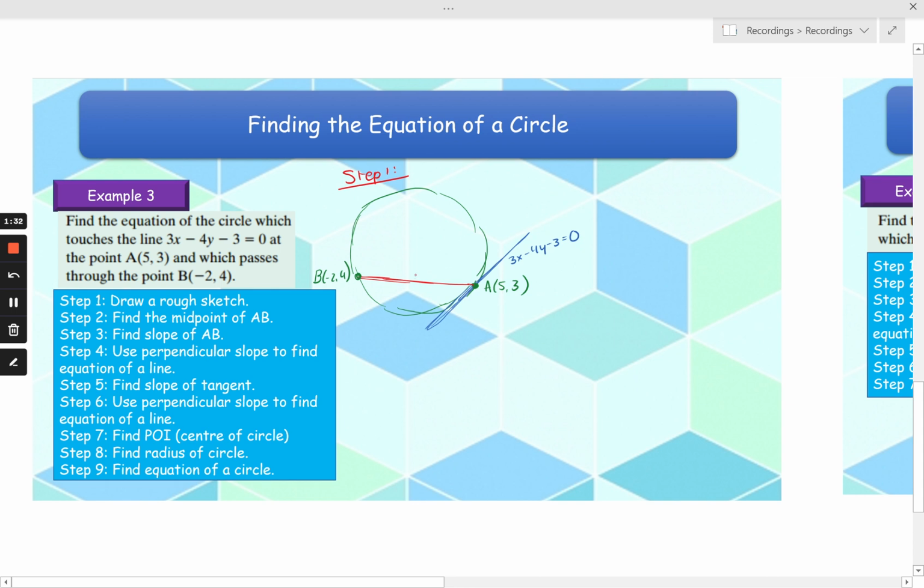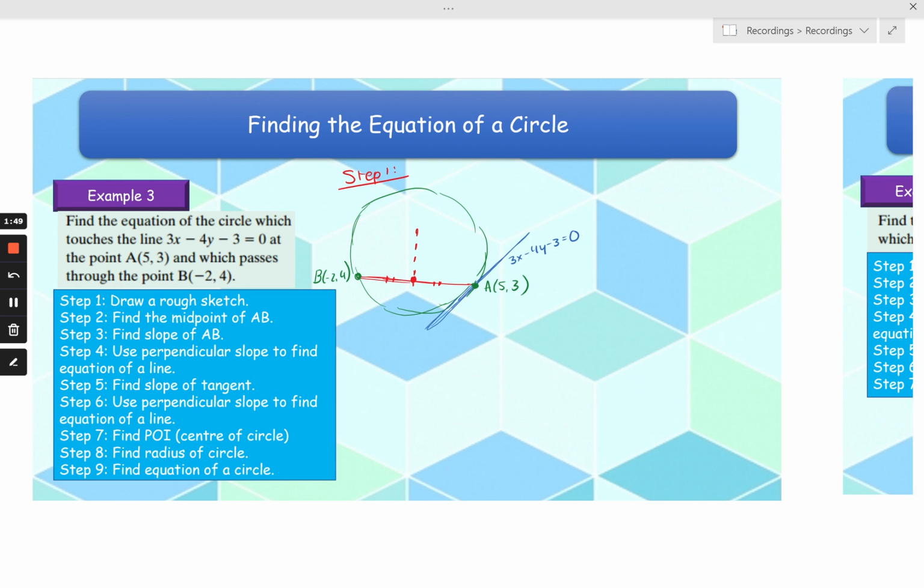And we learned in the last tutorial that the perpendicular bisector of a chord goes through the center of a circle. So straight away I can see that my first step is going to be to find the midpoint, the slope, and eventually the equation of the perpendicular line to this chord.